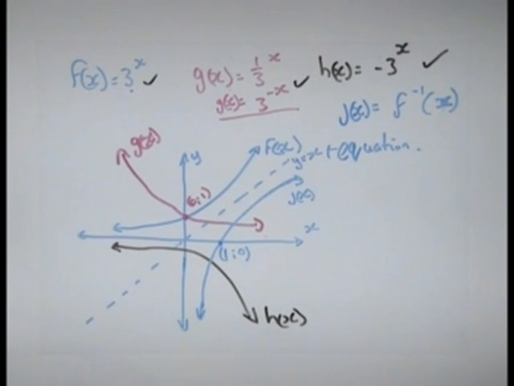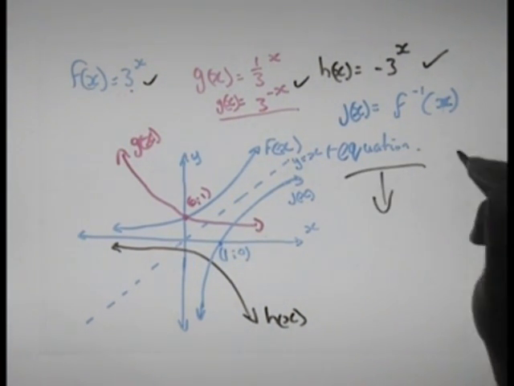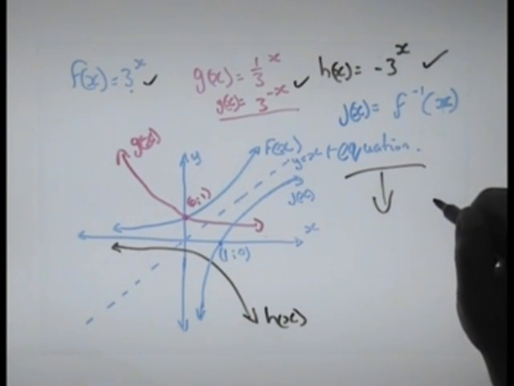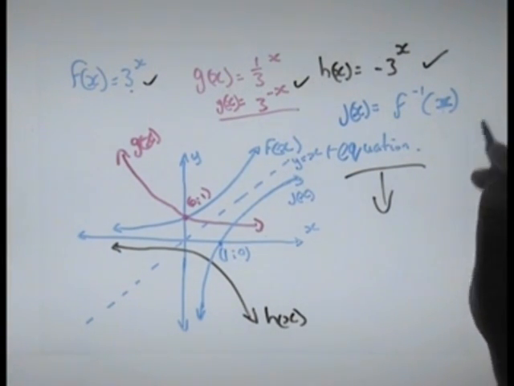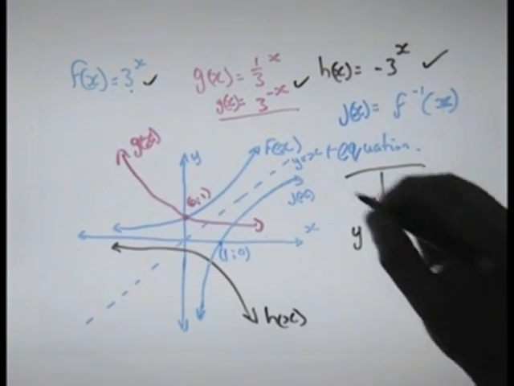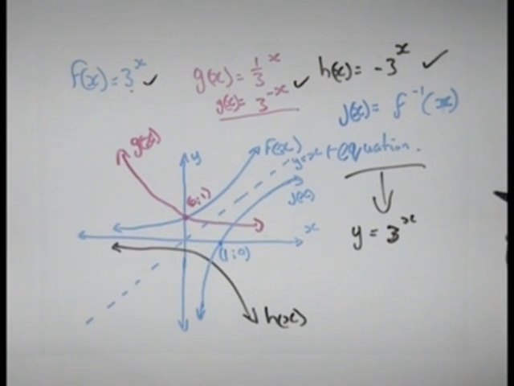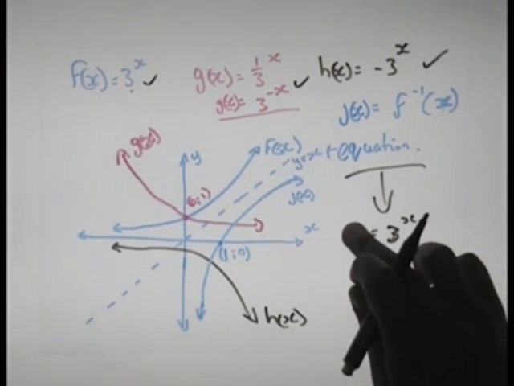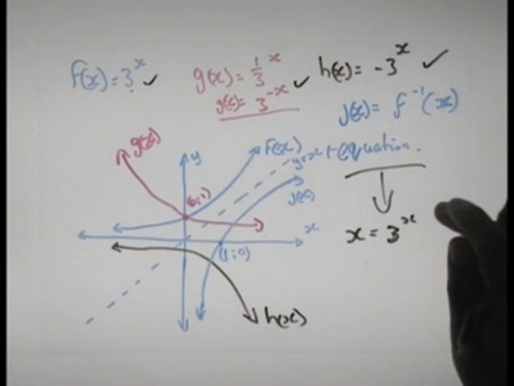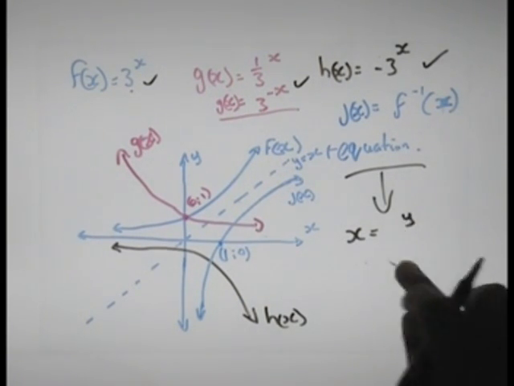How do we get the equation of j of x? I'm going to do that in black. Well, j of x is exactly the inverse of f. Now f of x is the same as saying y is equal to 3 to the power x. That means to get j of x, all we're going to do is swap our x and our y values around. That's still 3.